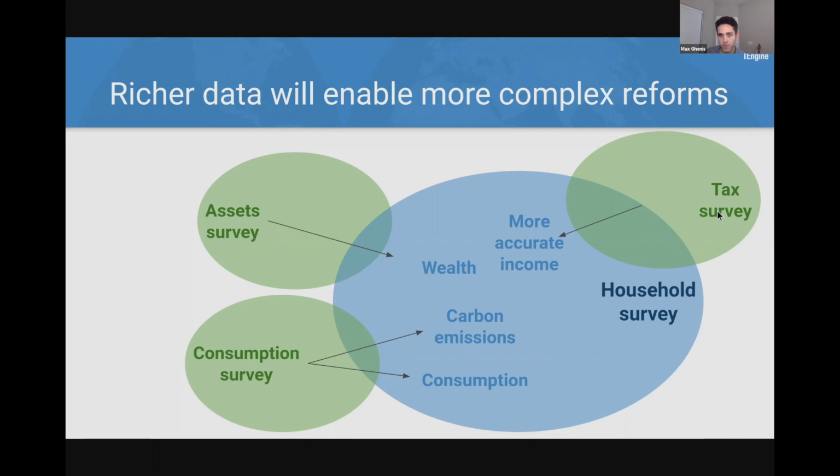We can also use administrative records to improve the income in the survey. For example, in the current population survey in the US, income is actually top coded. So if you have tens of millions of dollars in income, it's only going to cap that at maybe 1 million. So we can use tax data to improve that estimation.